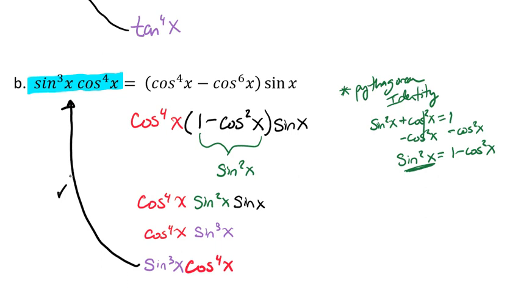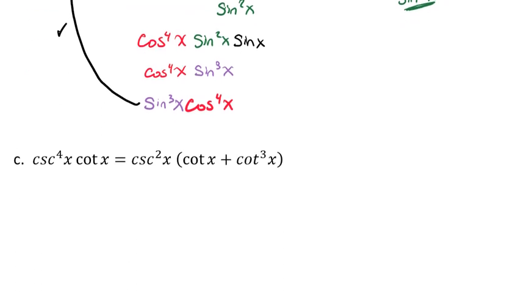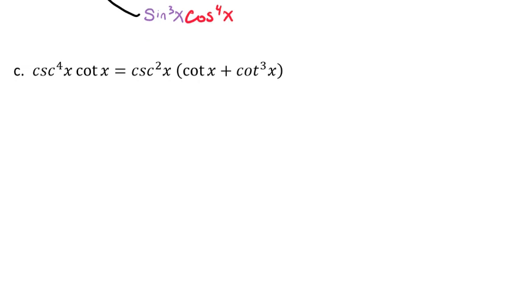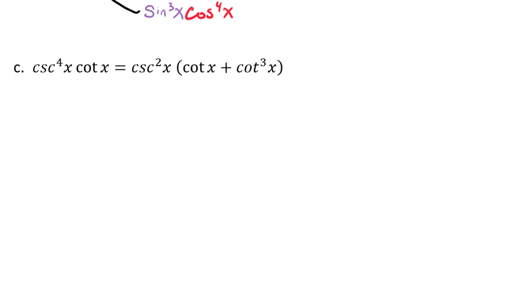Let's take a look at another problem. In our final example, we have that the cosecant to the fourth power of x times the cotangent of x equals the cosecant squared of x times the cotangent of x plus the cotangent cubed of x. So this side is a little more busy, so we're going to manipulate our right-hand side to equal our left-hand side here. So what do we notice?